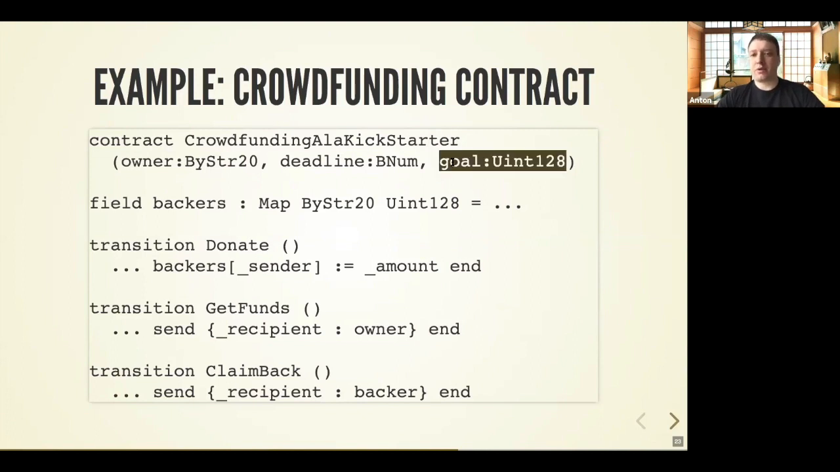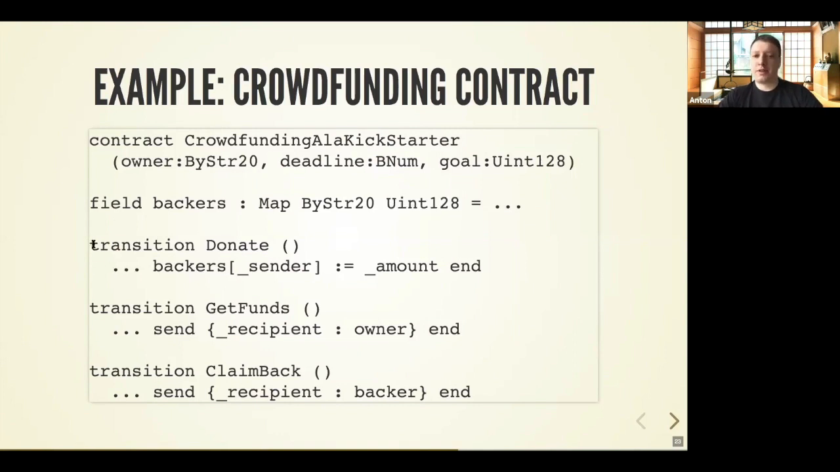And also, of course, you have the goal, right? That's the amount of money you actually want. And I remind you again that BNUM means block number. So that's like the blockchain notion of time. And this is an unsigned integer of 128 bits. So that's how we count ZILs or tokens with that. And you have this accounts field map, right? But here it's called backers. And that's again the same map from addresses into the amount of funds each address donated.